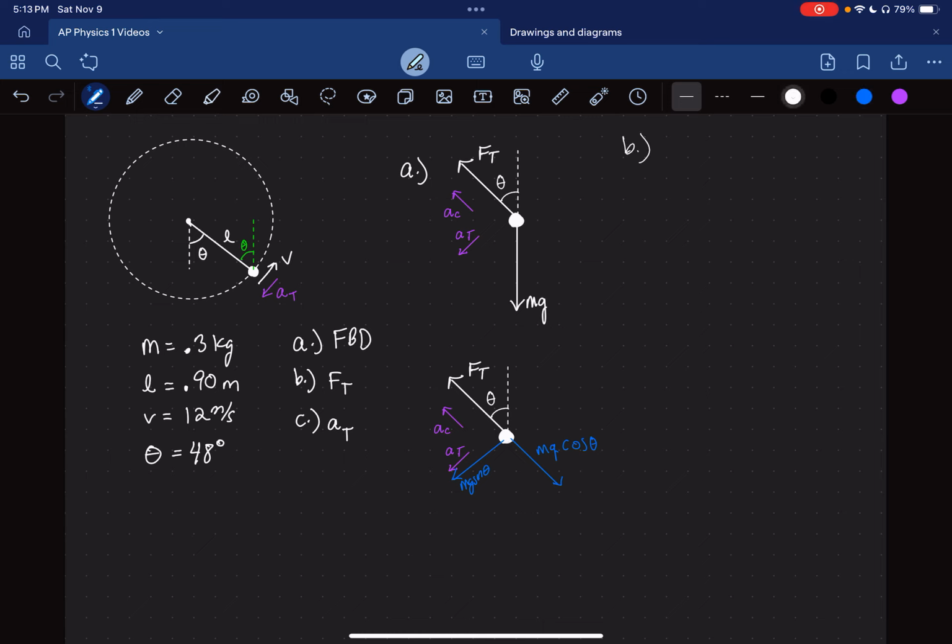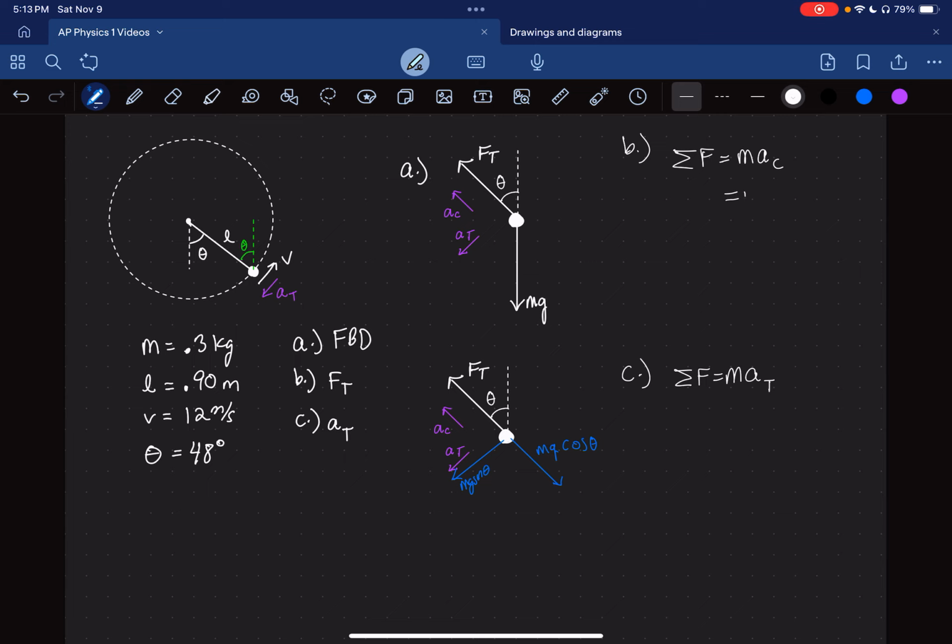Oh, let's go to part B. We're trying to figure out the tension force. We'll need Newton's second law. And by the way, because the tension force is in the same dimension as the centripetal acceleration, we will write F equals m a c. And I'm just going to come down here and do part C. For the tangential acceleration, we also want to use Newton's second law, but this is not a centripetal acceleration, it will be the tangential acceleration.